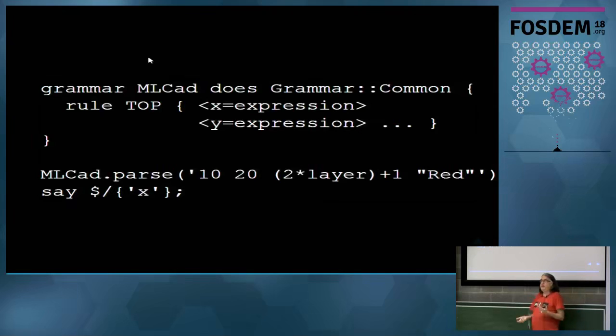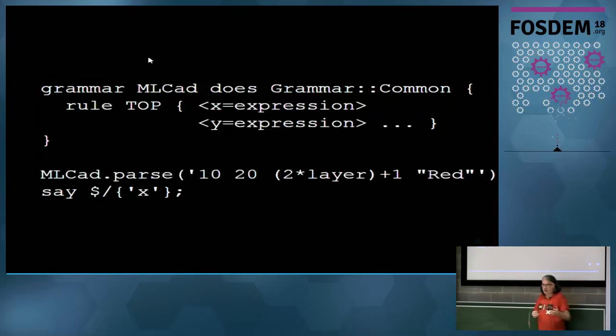So that's what a grammar is. It is just a fancy name for a class that has only rules and regexes. There's one on type, but we won't get into that right now. The important rule that you need to know for a grammar is the rule named TOP, all caps. That's how Perl 6 knows where to start parsing.